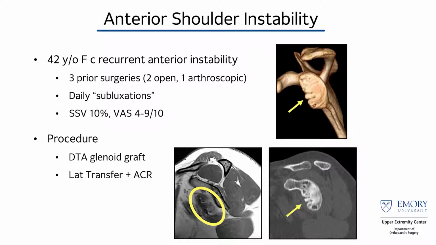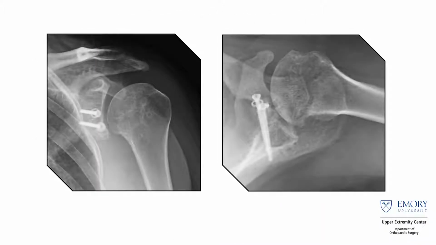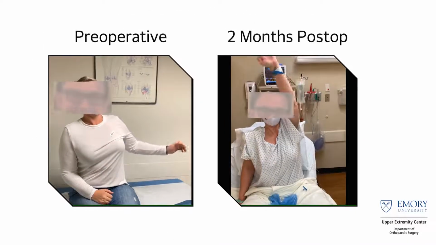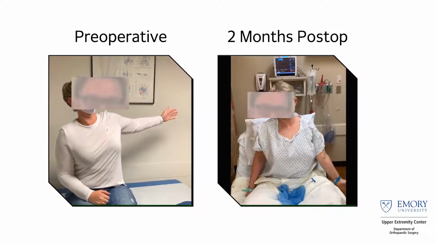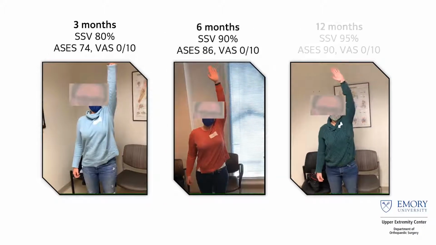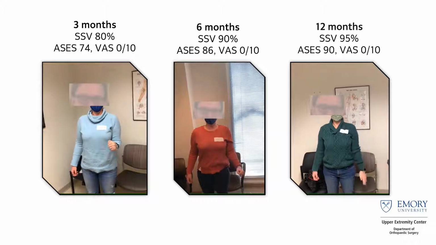So we did a distal tibia allograft to reconstruct that bone loss, and we did a latissimus dorsi transfer, an anterior capsular reconstruction, to rebuild that irreparable subscapularis. You can see our post-op x-rays look pretty good. Post-operatively, she was able to get back to fairly good motion. She was able to return back to her work as a collegiate volleyball ref.